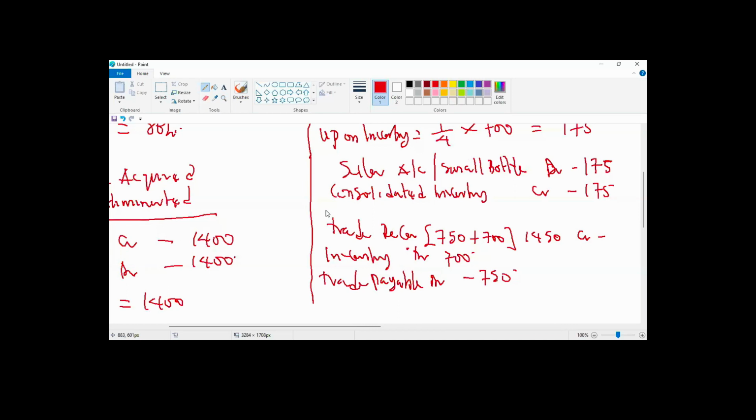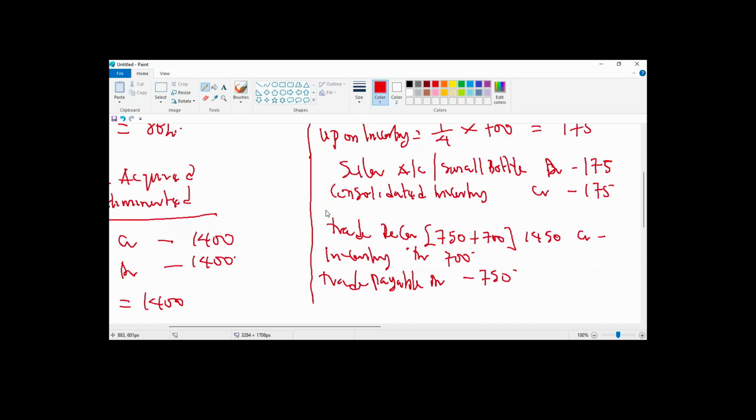They will not try to convince you the same principles. The goods of 700 is in transit, and he agreed that he's going to pay 750 to the small bottle. How much do you want to pay? 750 plus the new inventory, 700. Total receivable that small bottle has in his record is 1,450. You cannot owe each other because you're a single entity.